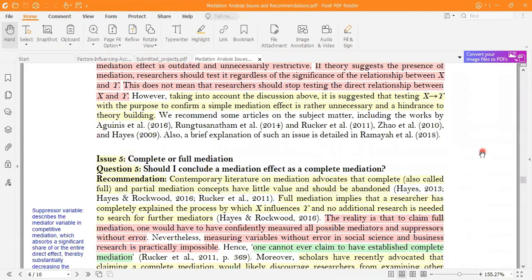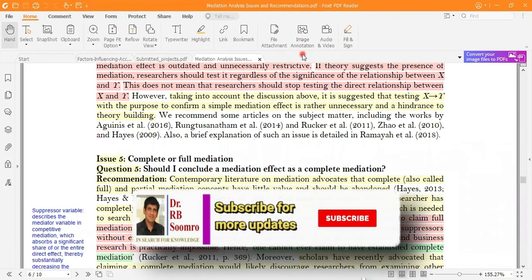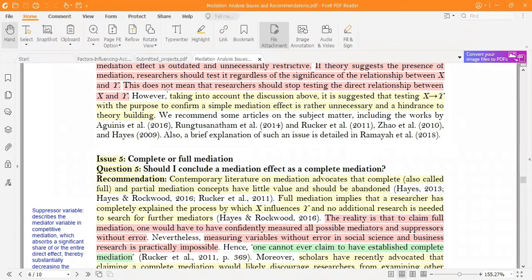One more thing I want to mention, taking into account the discussion above: it is suggested that testing X leads to Y, with the purpose of confirming the simple mediation effect, is rather unnecessary and a hindrance to theory building. So one should not check the direct relationship because it is a hindrance and unnecessary. If you find an insignificant relationship, no problem. If you find a significant relationship, then that's a good thing.